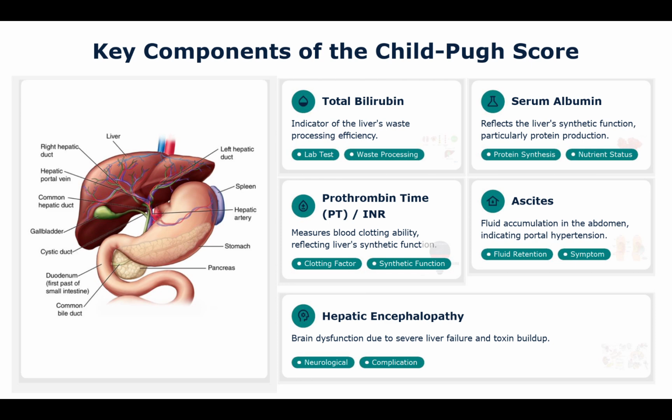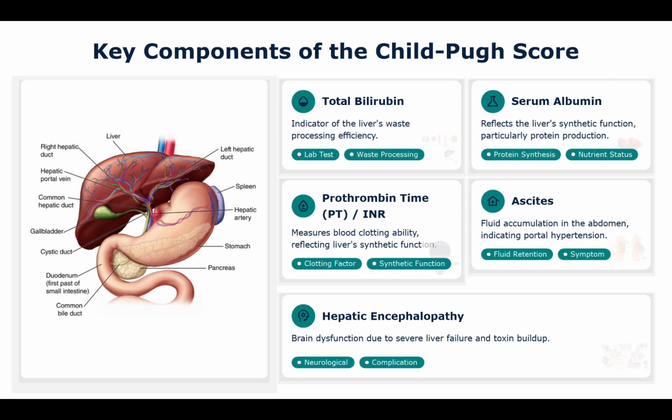The Child-Pugh score is meticulously constructed from five key components, each offering unique and vital insights into the patient's liver health. Firstly, we examine total bilirubin. This parameter is crucial as it reflects the liver's efficiency in processing and excreting waste products from the bloodstream. Next, we consider serum albumin, a protein exclusively synthesized by the liver. Its levels are a direct indicator of the liver's synthetic function, its ability to produce essential proteins necessary for various bodily functions. Following this, we assess prothrombin time or international normalized ratio, which measures the blood's clotting ability and highlights the liver's role in producing clotting factors.